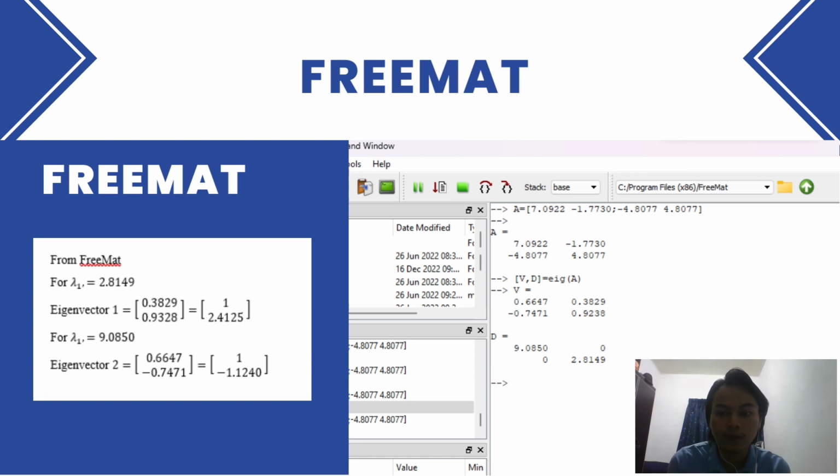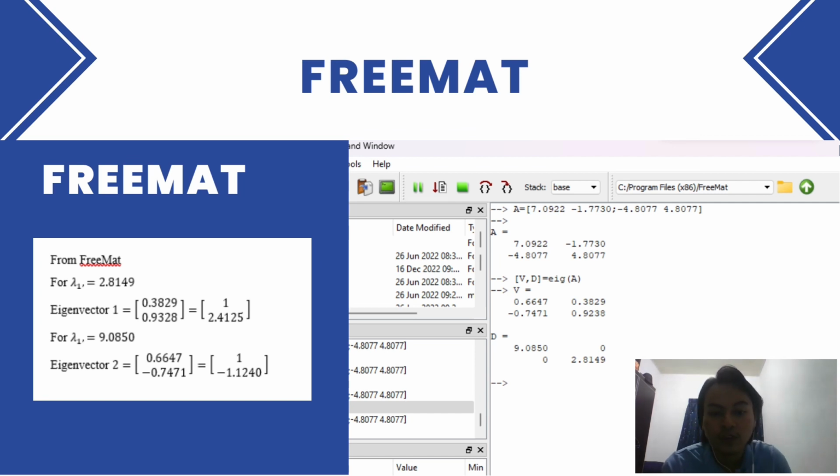So today I want to discuss about the validation of Freemat that we have from the result that we have done. So for the lambda 1 we get 2.8149, and for the lambda 2 we get 9.0850. So that's same as calculation, and the eigenvector we got 0.3829 and 0.9328, and we change to 1.